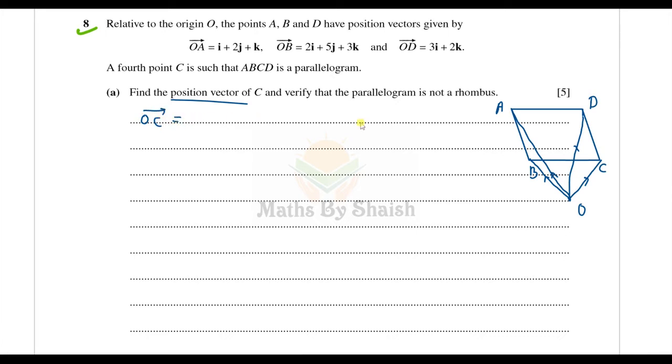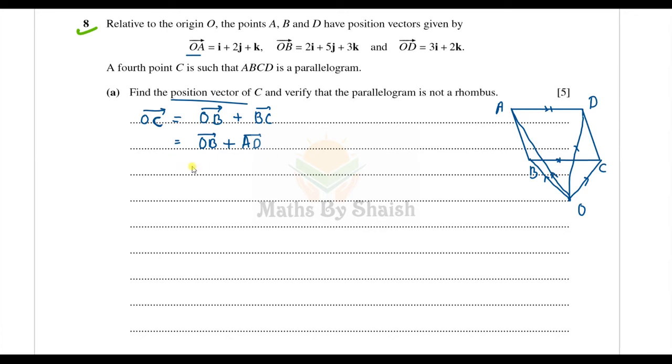So we can simply find it by joining the corresponding points, like O to C. We want to go from O to C. First of all we'll go from O to B, that is OB vector, and then B to C. Now we don't have the B to C vector, but we know that since it is a parallelogram, and in a parallelogram opposite sides are equal and parallel, it can be written as OB vector plus AD vector, because BC is parallel to AD. Now we have AD. Why? Because we have OA and OD.